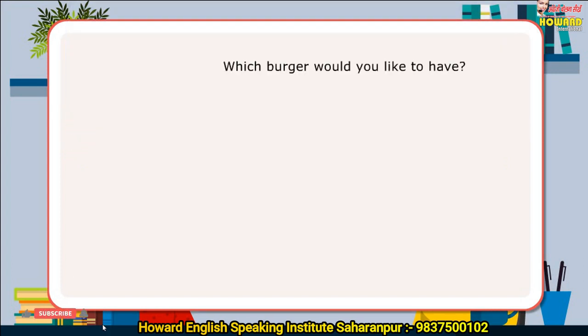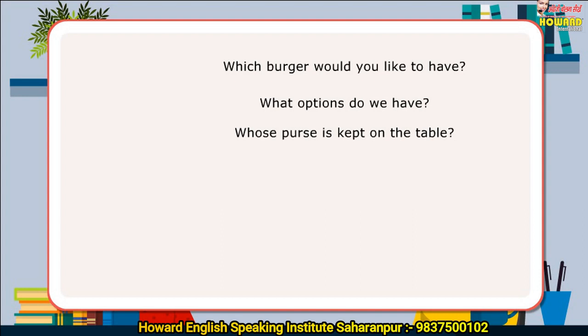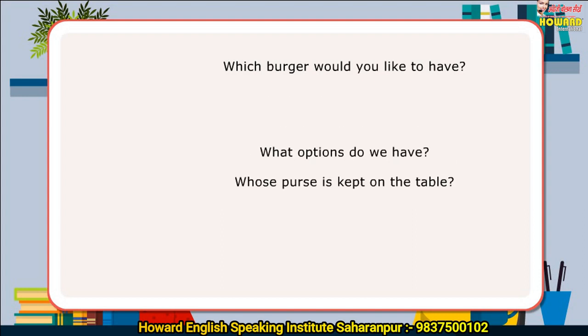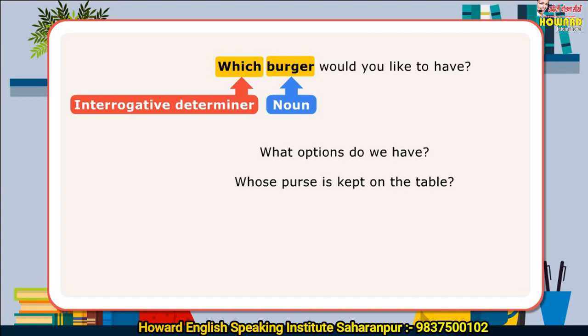Which burger would you like to have? What options do we have? Whose purse is kept on the table? In the first sentence, which is an interrogative determiner since it asks something about the noun burger that follows.